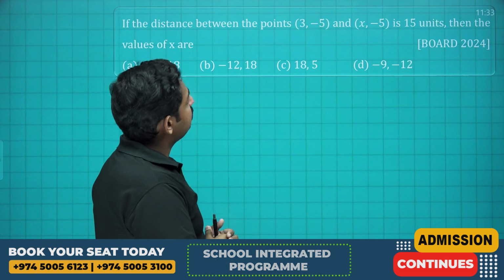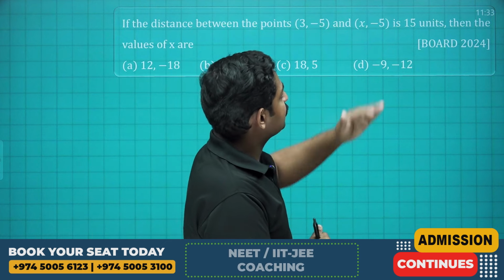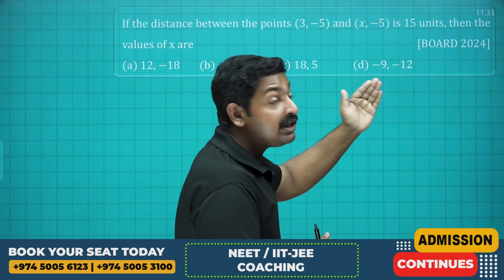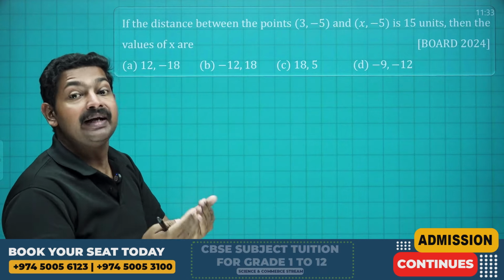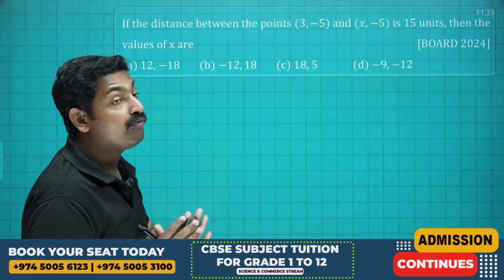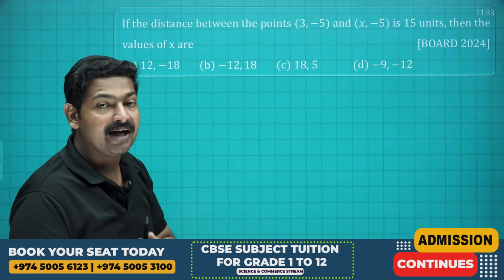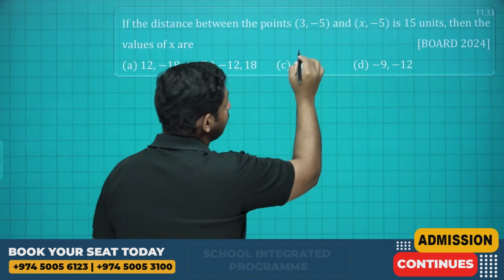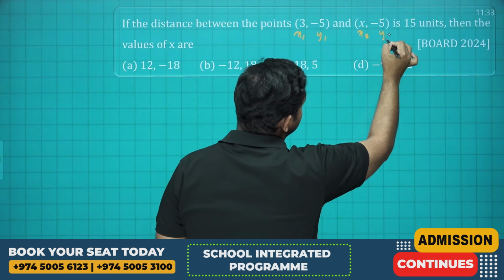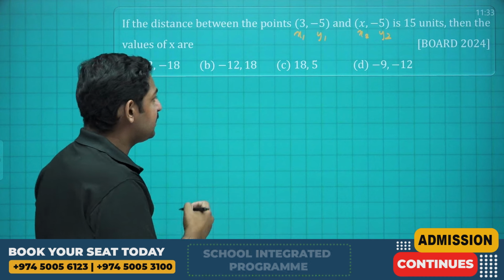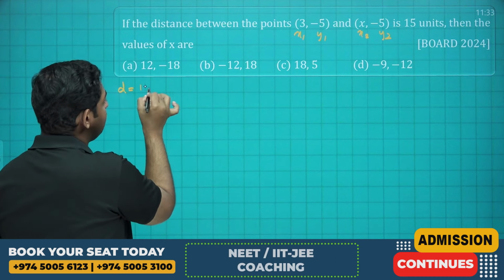If the distance between the points 3, -5 and x, -5 is 15 units. Okay, the distance between the points is given. It is 15 units. Now, we should find out the value of x. So the points are taken as x1, y1 and x2, y2, and the distance is given. Distance d is equal to 15.